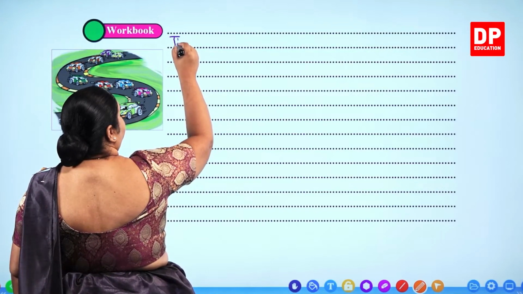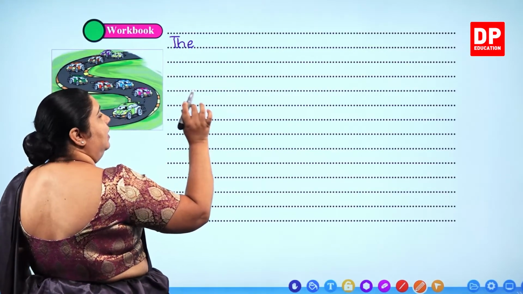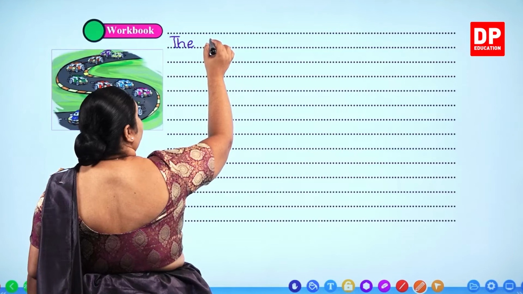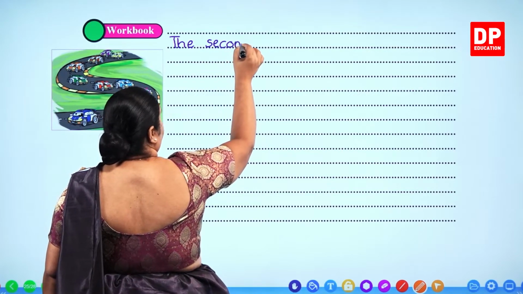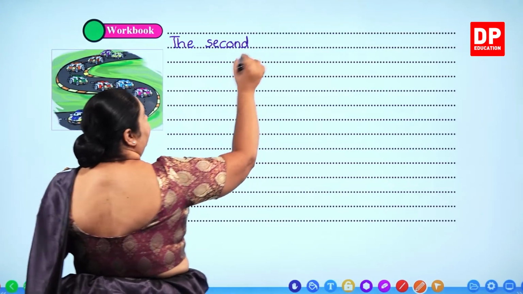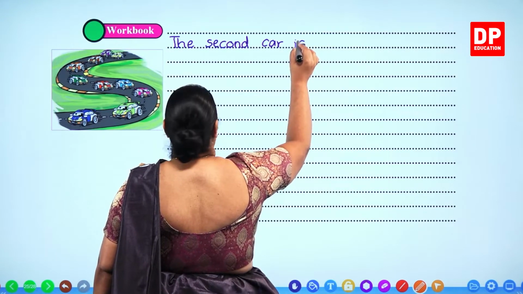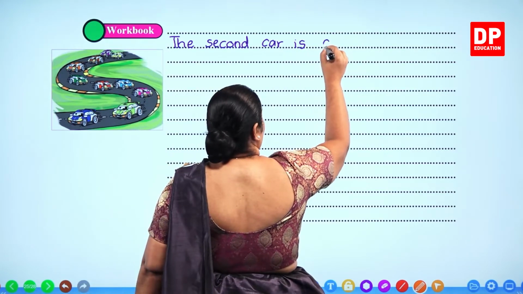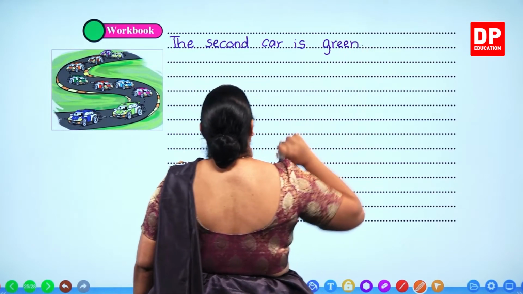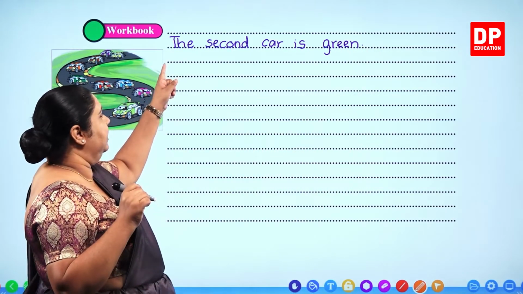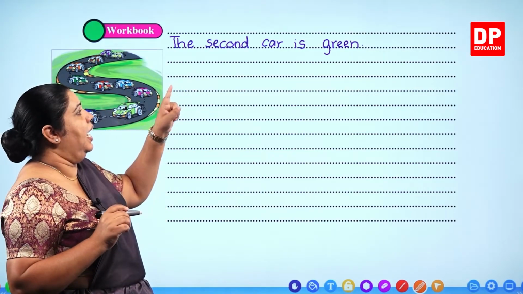The second. Now we are concentrating on the ordinal numbers. How do we write second? S-E-C-O-N-D. The second car is, what is the color? Green. G-R-E-E-N. Keep the full stop. Start with a capital letter and keep a full stop at the end. Now we wrote the second car is green.